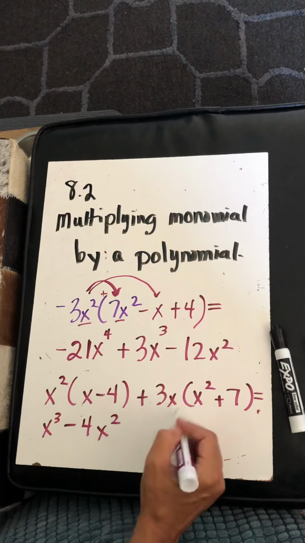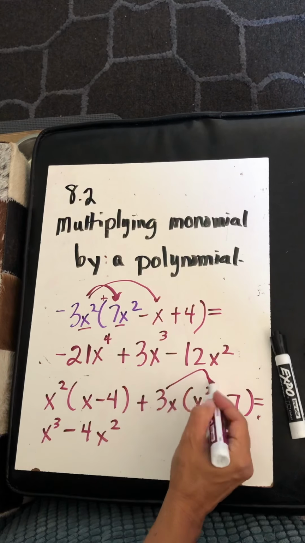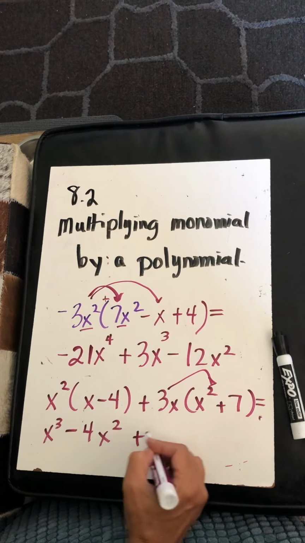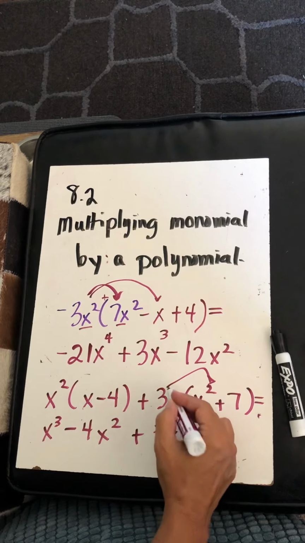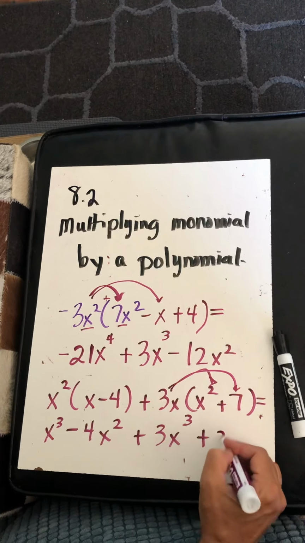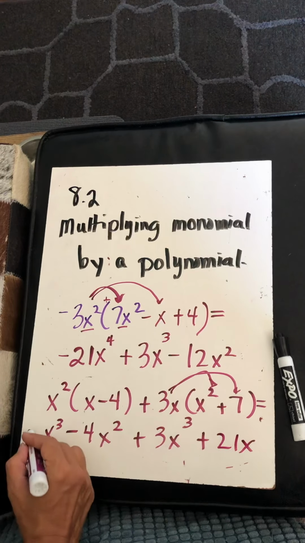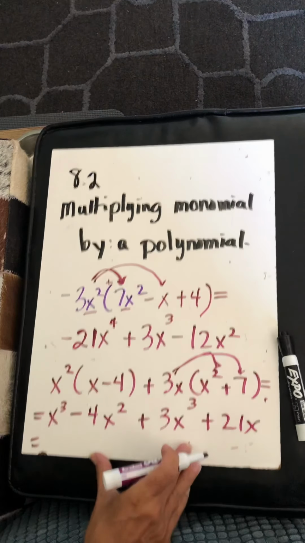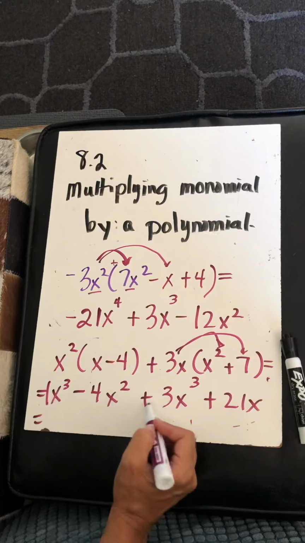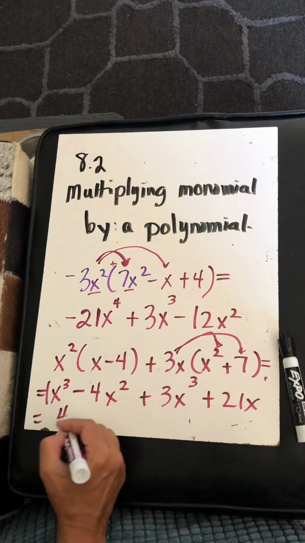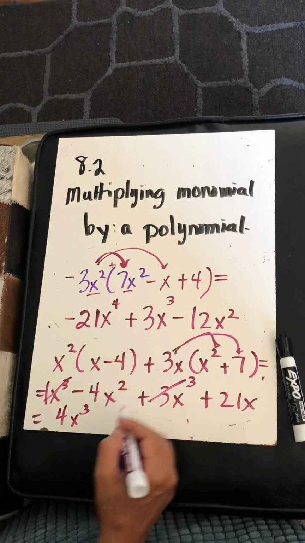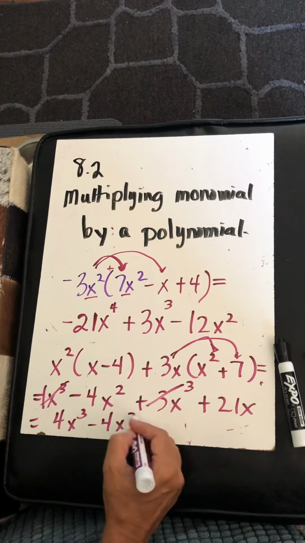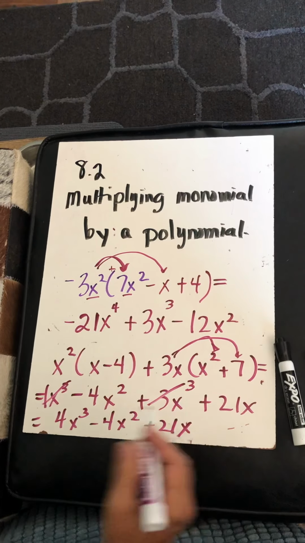And then we distribute the 3x. So 3x times x squared is going to leave you with a positive 3x cubed. And then 3x times 7 is a plus 21x. Then go ahead and combine like terms. So we have 1x cubed plus 3x cubed. So that'll leave us 4x cubed, and then minus 4x squared plus 21x.